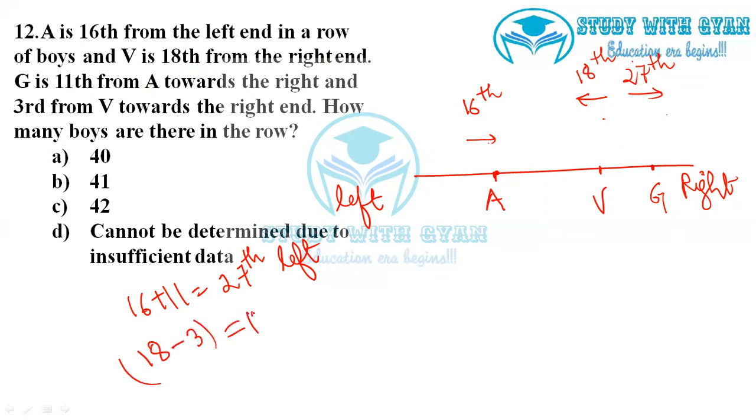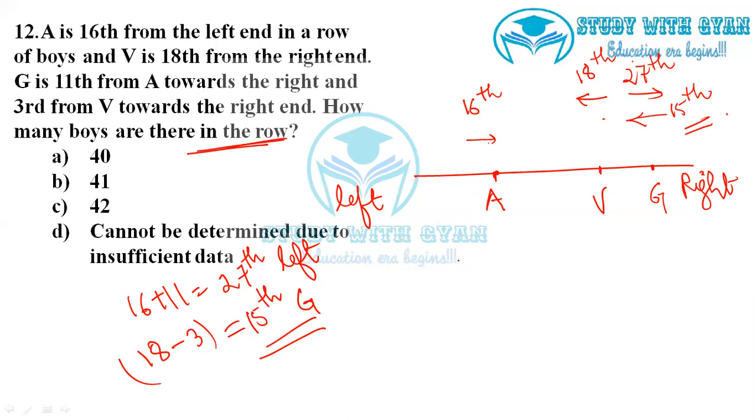So that means that will be the 15th position of the G here. So G will be at 15th place, like here, 15th place. Okay. So how many boys are there in the row? Basically, they just want to know the value of the boys.